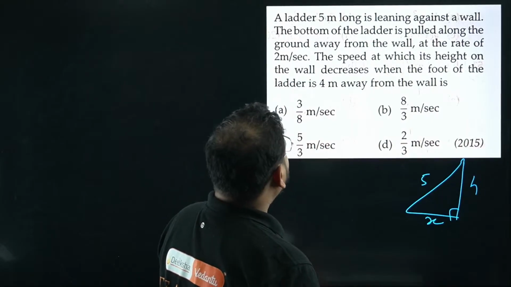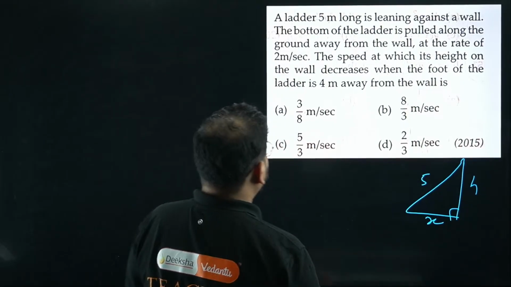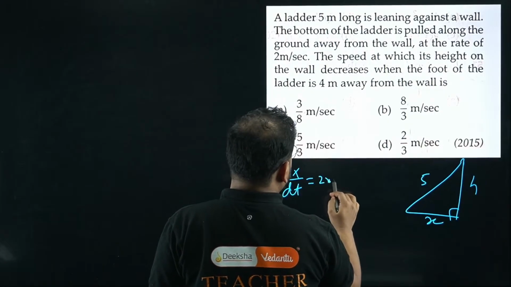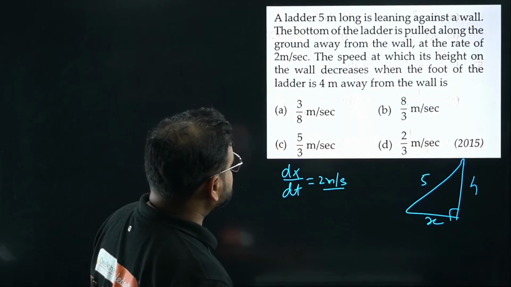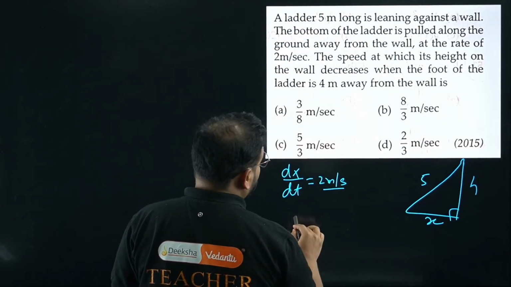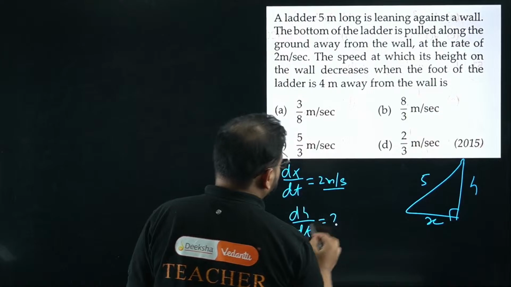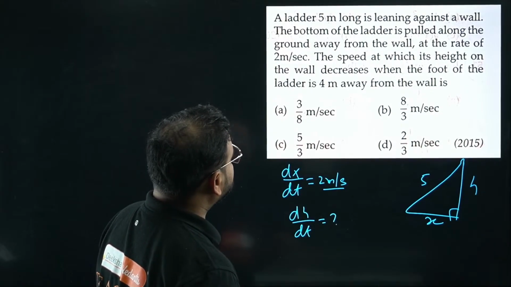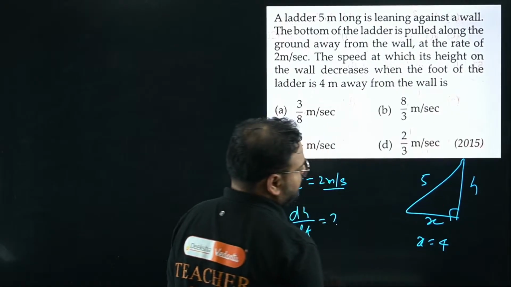They are saying that the bottom of the ladder is pulled along the ground away from the wall, so they have given dx by dt, which is 2 meters per second. The speed at which the height of the wall decreases, they are asking us dh by dt actually, when the foot of the ladder is 4 meters away from the wall. They're saying this is 4.